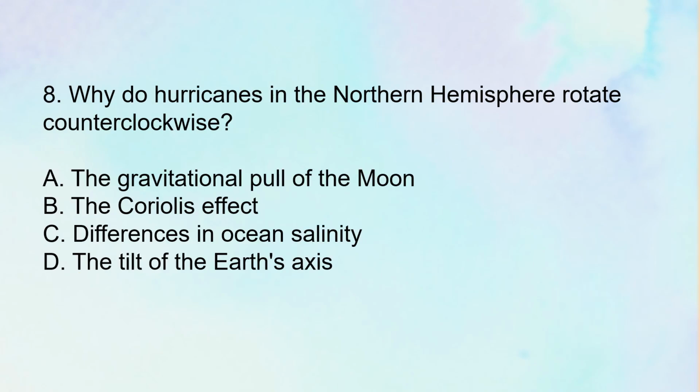Number 8. Why do hurricanes in the northern hemisphere rotate counterclockwise? Letter A, the gravitational pull of the moon. Letter B, the Coriolis effect. Letter C, differences in ocean salinity. Or letter D, the tilt of the Earth's axis.